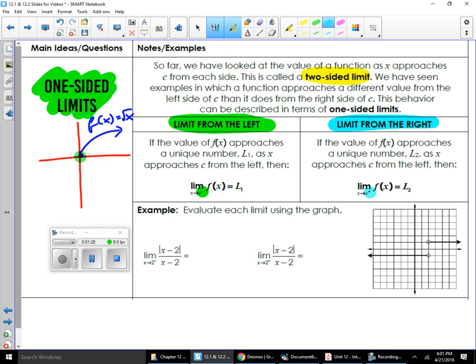So when we're taking a look at the example here, evaluate each limit, we have a really ugly function, but that's no big deal because it's already graphed for us. If I want to look at the limit as x goes to 2 from the left, that little minus sign means I'm starting on the left and scanning this way. Well, that limit is -1. Again, the limit is what y value does this function approach as x approaches 2 from the left.